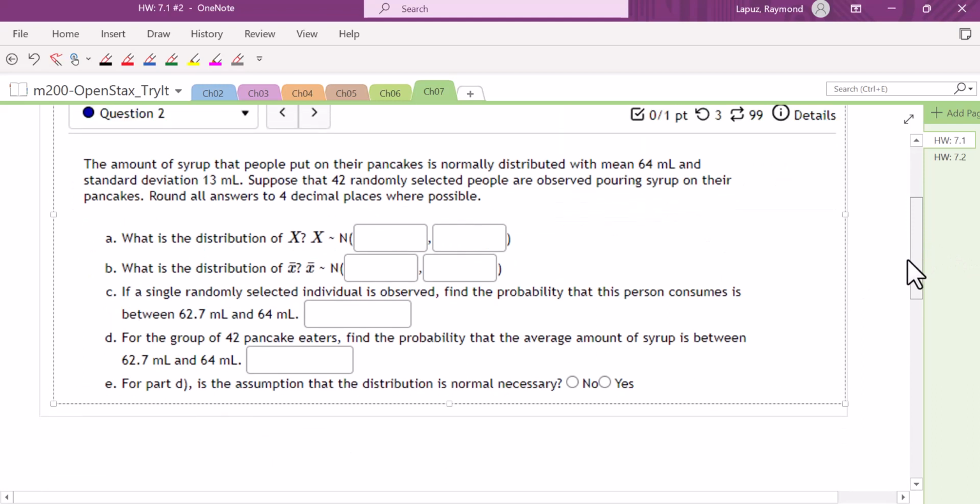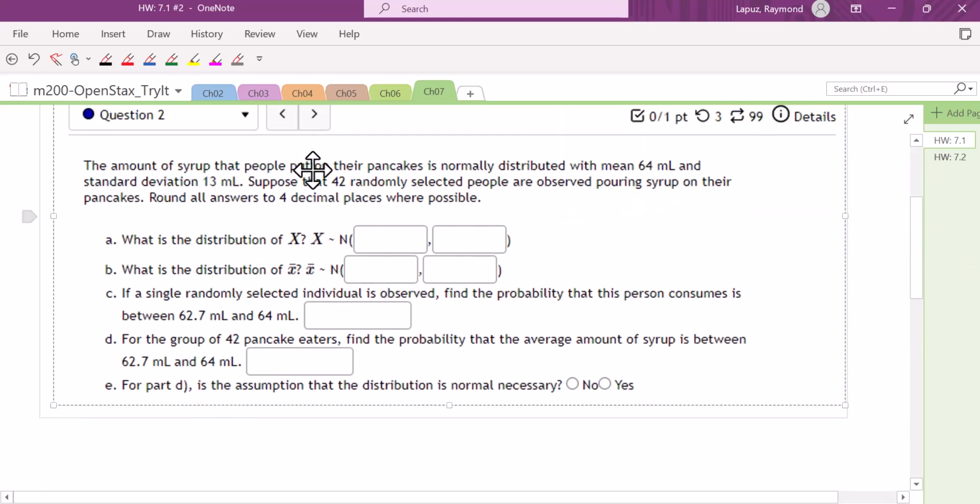The problem says the amount of syrup that people put on their pancakes is normally distributed with a mean of 64 milliliters and a standard deviation of 13. Suppose that 42 randomly selected people are observed pouring syrup on their pancakes. Round the answers up to 4 decimal places where possible.